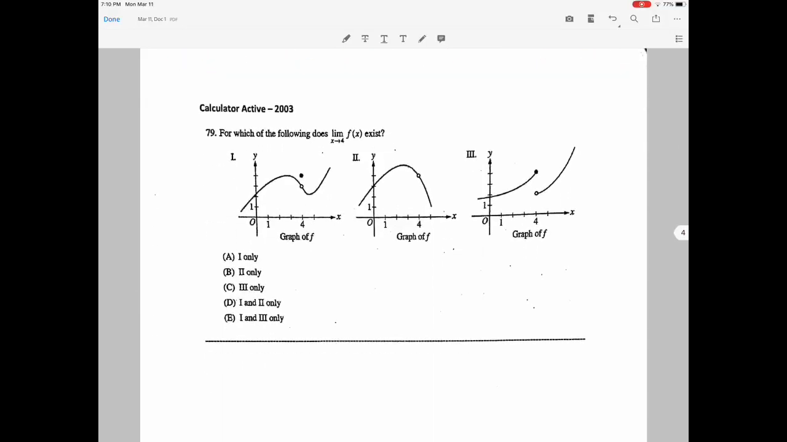So here we came to the first multiple choice question, which says for which of the following does the limit as x goes to 4 exist? So here, in the first graph, from both sides x approaches 4, so this one exists, and the same here, from both sides it approaches 4, so it exists. Here we can see a jump discontinuity, so the limit doesn't exist. So we have I and II, so we have choice D.